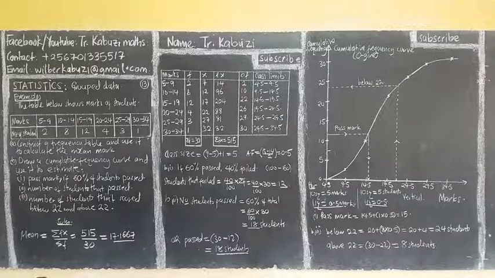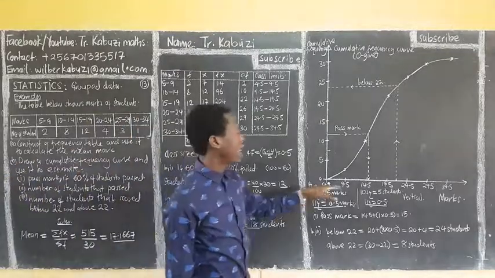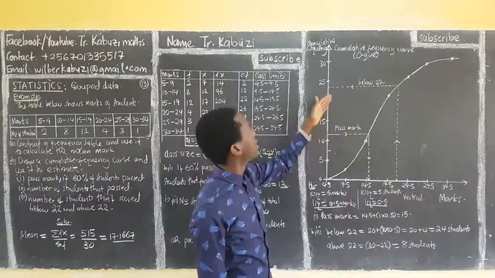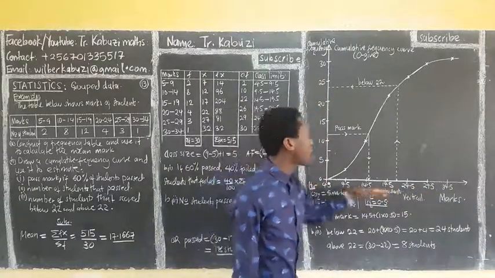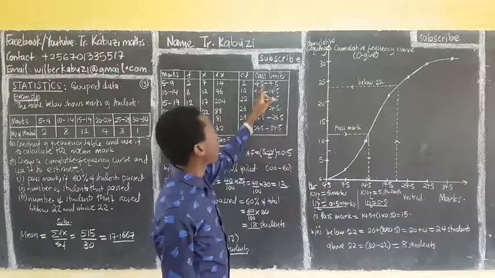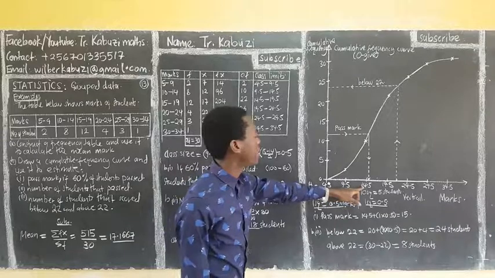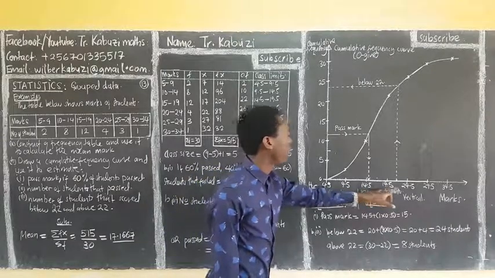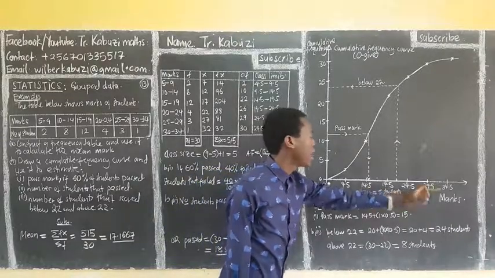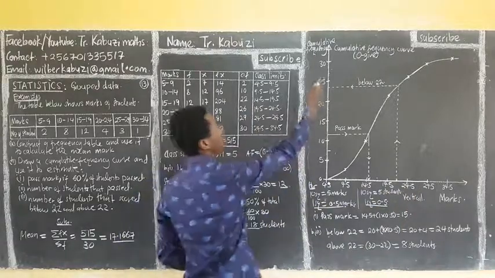Now, here they are telling us to draw a cumulative frequency curve and use it to estimate. Now, drawing the cumulative frequency, we plot it against the class boundaries, the cumulative frequency against the class boundaries. So the class boundaries are here, 4.5, then 9.5, 14.5, then 19.5, then 24.5, up to that. Then we are plotting the cumulative frequency here.